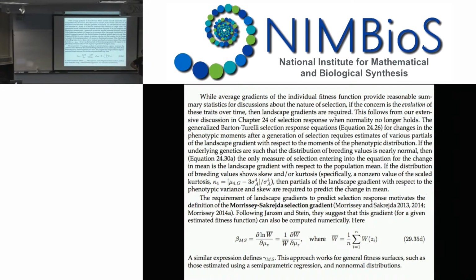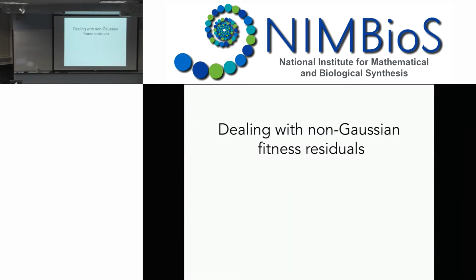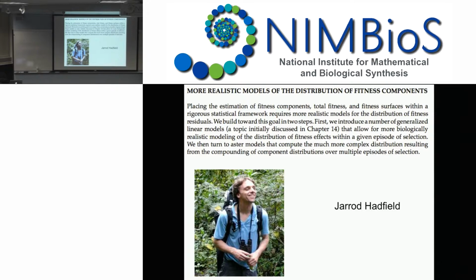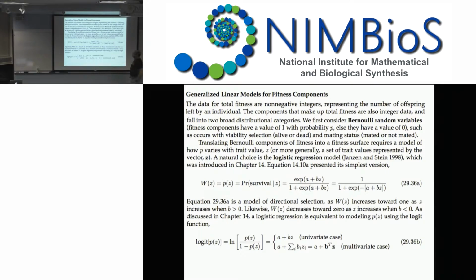What can you say in general then when fitnesses are not normally distributed? And the way to get at that is how we deal with non-Gaussian fitness. And a lot of the work was done, as I mentioned before, by Shaw and Geyer, and Jarrod Hadfield at Edinburgh, an ornithologist, has done a lot of work about more realistic models of fitness. And let's talk about a couple of models.